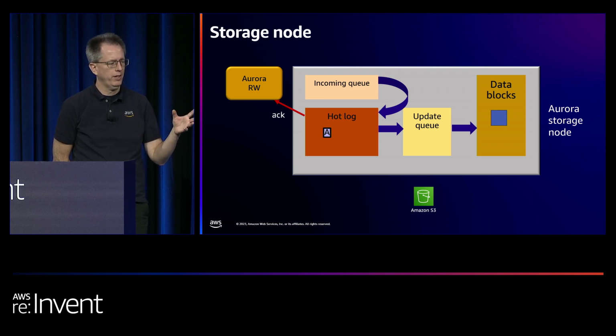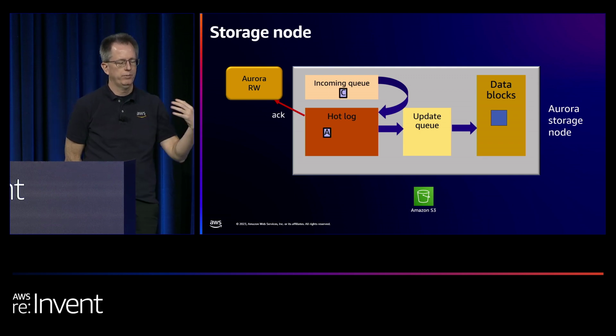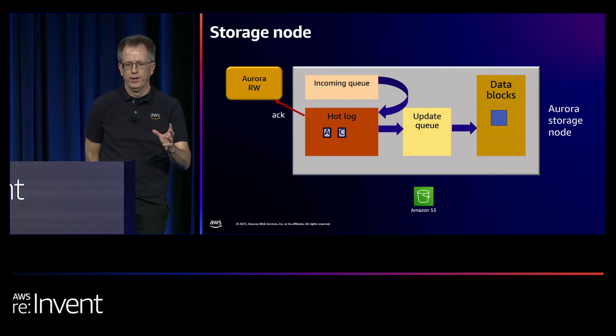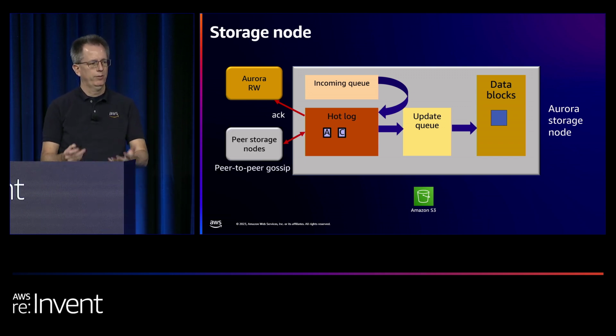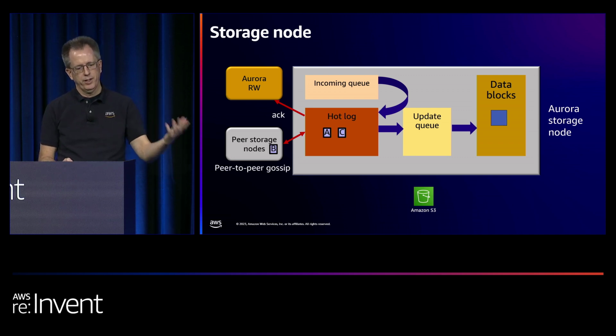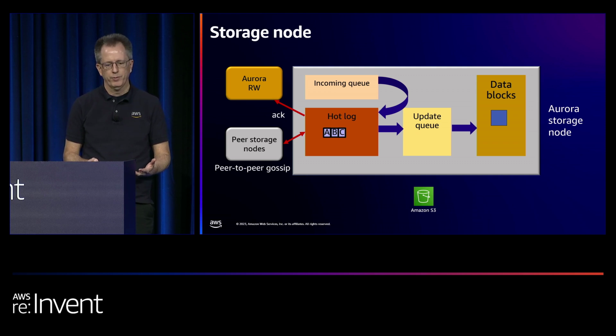So once that's there, let's say another change flows through. Into the incoming queue, into the hot log, exactly the same. But we're keeping track of where we are from our sequence numbers, and we notice something's missing. So we ask our peer node, where is that? It says, here it is, and it delivers B to us. And now we have the entire sequence of the changes that have happened. We can move that into the update queue, and then we can merge that and coalesce that into a block.